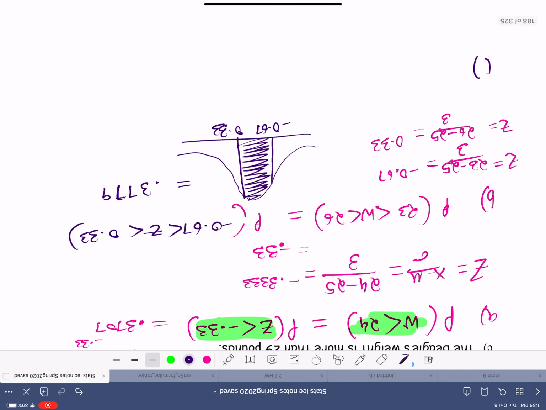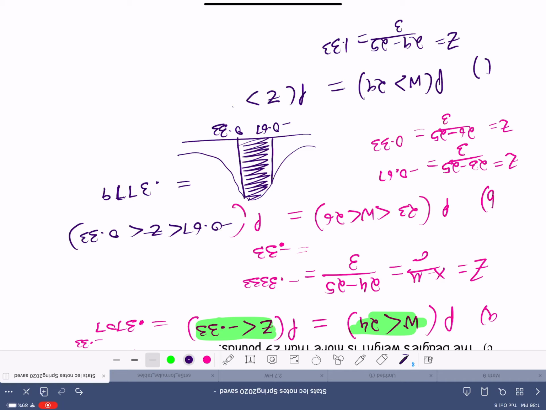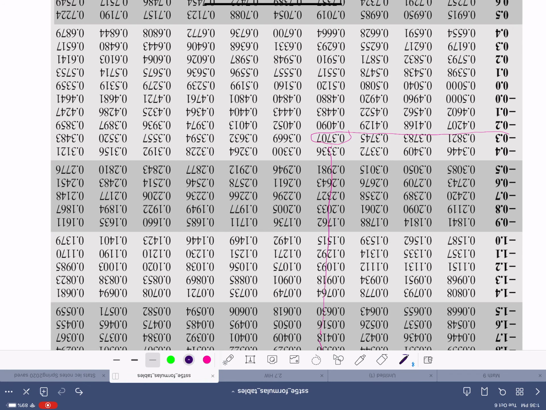Okay, next one. What's the probability the beagle's weight is more than 29 pounds? We can see that 29 pounds is more than the average. So when I find the z-score for 29 pounds, this is 29 minus 25 divided by 3, and that is 1.33. So the probability of z greater than 1.33. Again, I'm going to draw my curve. 1.33 is approximately here, and now we want to find this area. Remember, my table does not give me area to the right. It actually gives me area to the left. So I first need to find the area to the right of 1.33.